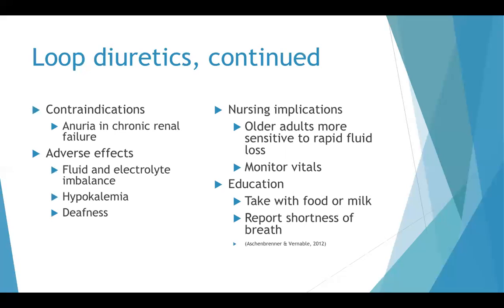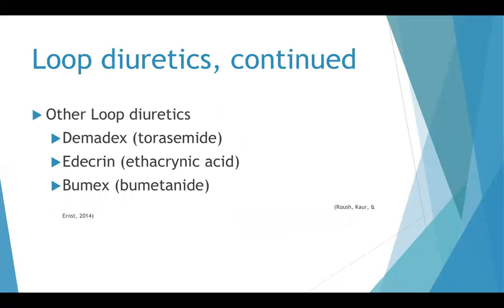For education, we need to teach our patients to take this medication with food or milk and report any shortness of breath. Some other loop diuretics: Demadex, Edecrin, and Bumex. Demadex is metabolized differently than Lasix. Edecrin is not a sulfonamide and can be used to treat edema in those with a sulfonamide allergy, but is not approved for children. Bumex is more potent and can cause profound diuresis and electrolyte loss. It is only used to treat edema, not blood pressure, and is not approved for children.